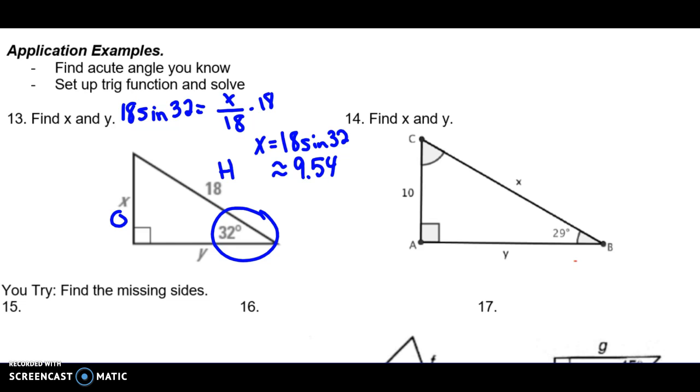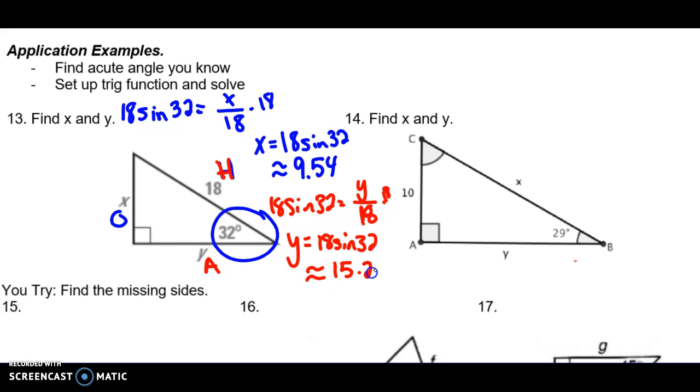For y, it is the adjacent side, and my number that I'm given is at the hypotenuse. So adjacent and hypotenuse is going to be cosine. So cosine of the angle 32 equals adjacent y over the hypotenuse, which is 18. Again, I'm going to multiply by 18 to get rid of my fraction. So y equals 18 cosine 32. When we put this in the calculator, it is approximately 15.26. Remember to be in degree mode in your calculator.